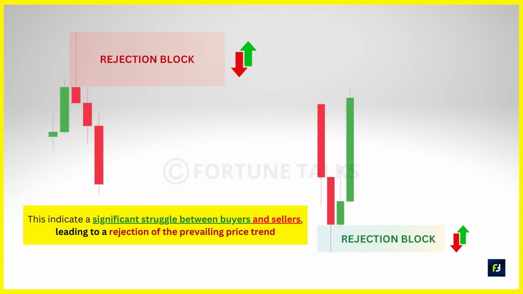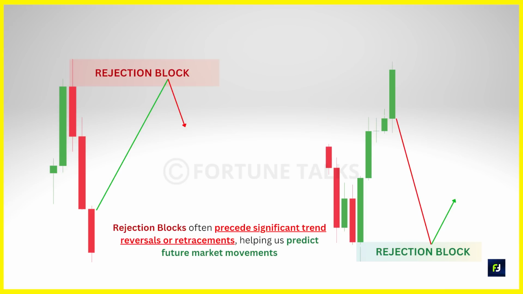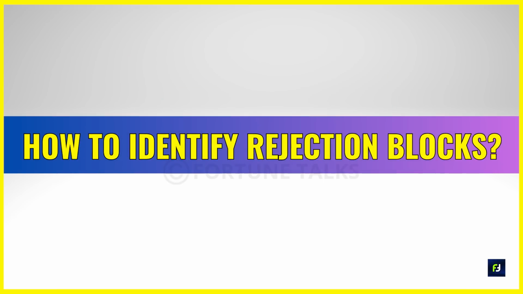Such patterns indicate a significant struggle between buyers and sellers, leading to a rejection of the prevailing price trend. This pattern is perceived as a clear indication that the market is not ready to sustain prices beyond that level, be it due to extreme opposition or other institutional factors. So, SMC traders keenly look for rejection blocks as they often precede significant trend reversals or retracements, making them invaluable price areas for predicting future market movements, and also helps in strategizing entry and exit points when it comes to trading from these blocks. Now, let us learn to identify these zones.